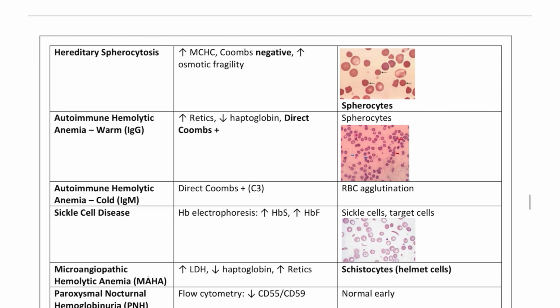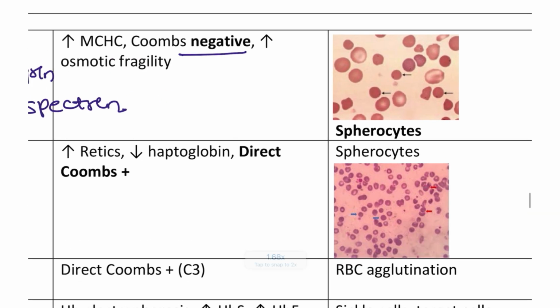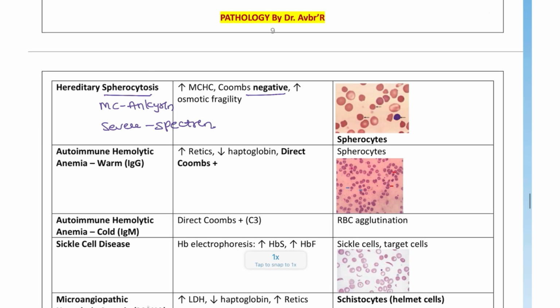And hereditary spherocytosis: the most common defect is ankyrin. If it is a severe one, this is spectrin. The Coombs test is negative for this patient, and here you can see how the spherocytes will be seen.